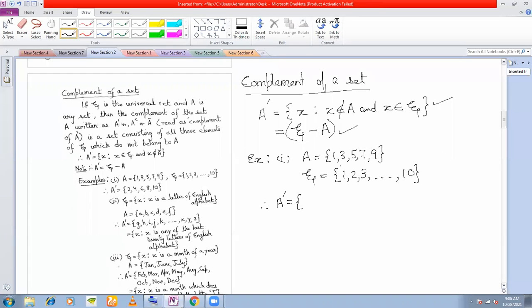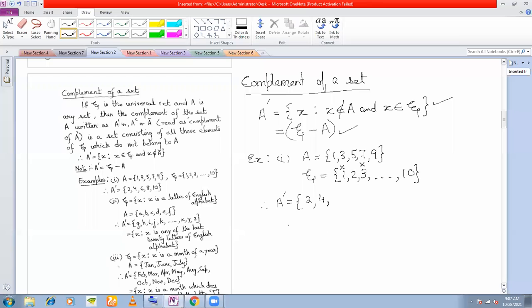So if you see, 1 is in the set A, so I will remove 1. So 1 will not be there in A complement. 2 is there in the universal set, but it is not in A, so I can write 2. 3 is there in A, so I will not write 3, because 3 is already there in A. Next element is 4. If you see, 4 is there in the universal set and 4 is not there in A. Therefore, I will include 4.